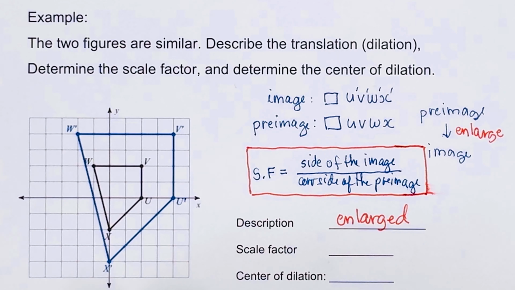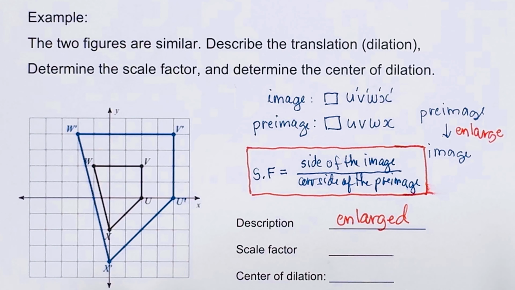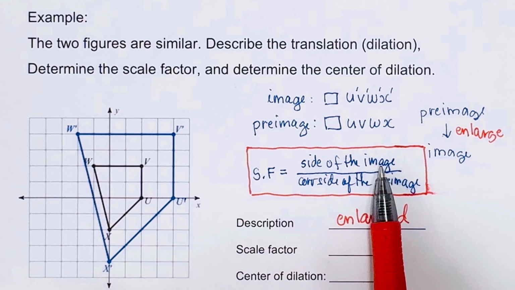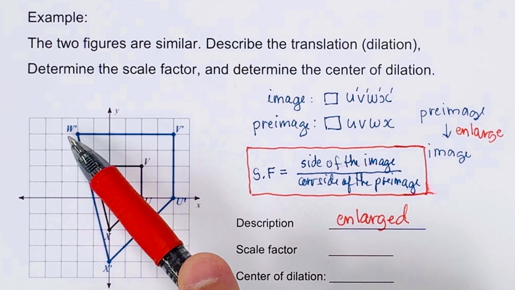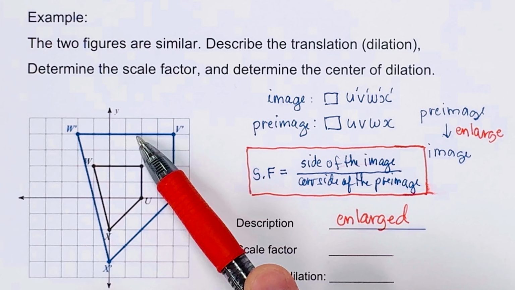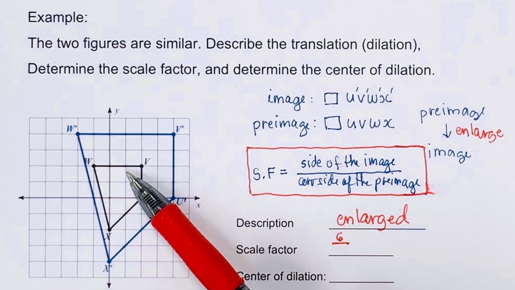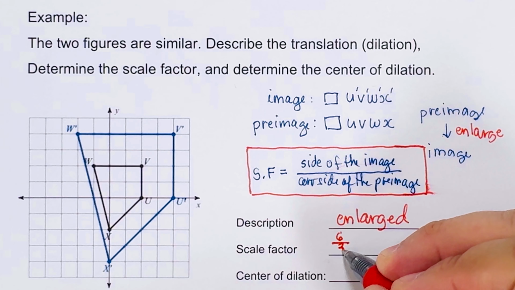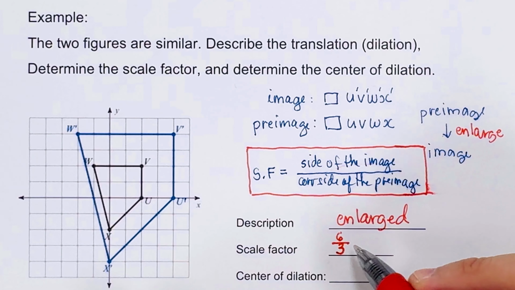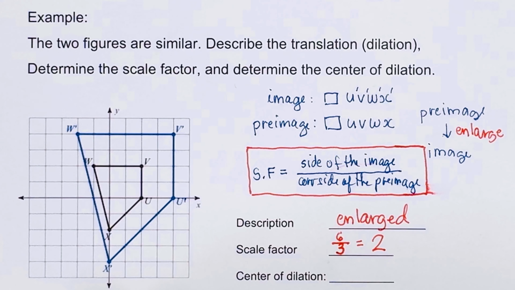Let's look at the picture here. Again, the blue one is the image, the original one is the pre-image. Start with the side of the image first, the blue one. Let's take this side. What's the distance from W to V? That is 1, 2, 3, 4, 5, 6. So that is 6 over the corresponding side of the pre-image, the original one. So 1, 2, 3. This is 6 over 3. 6 divided by 3 is 2. So the scale factor for this picture is 2.